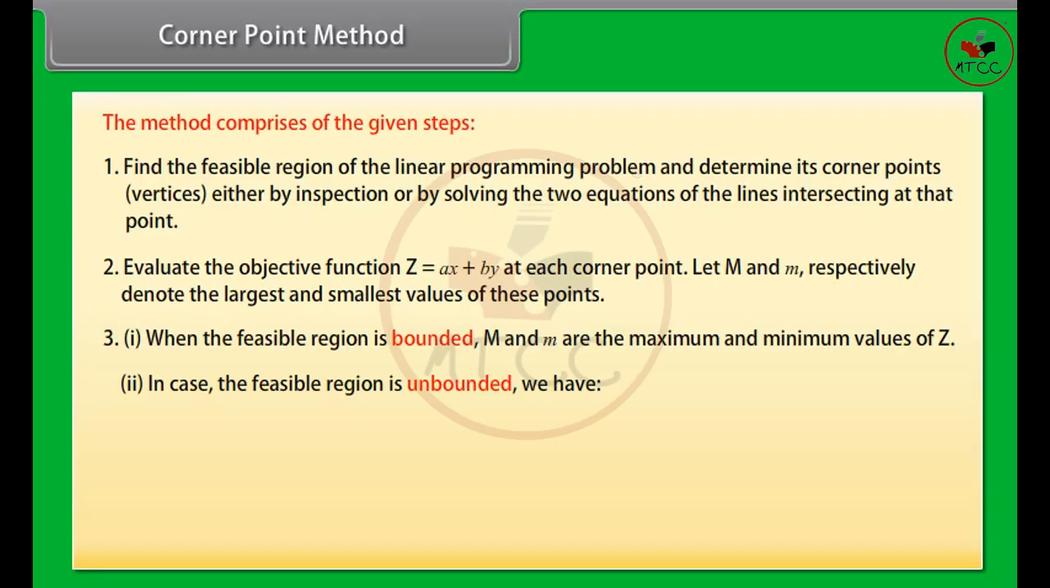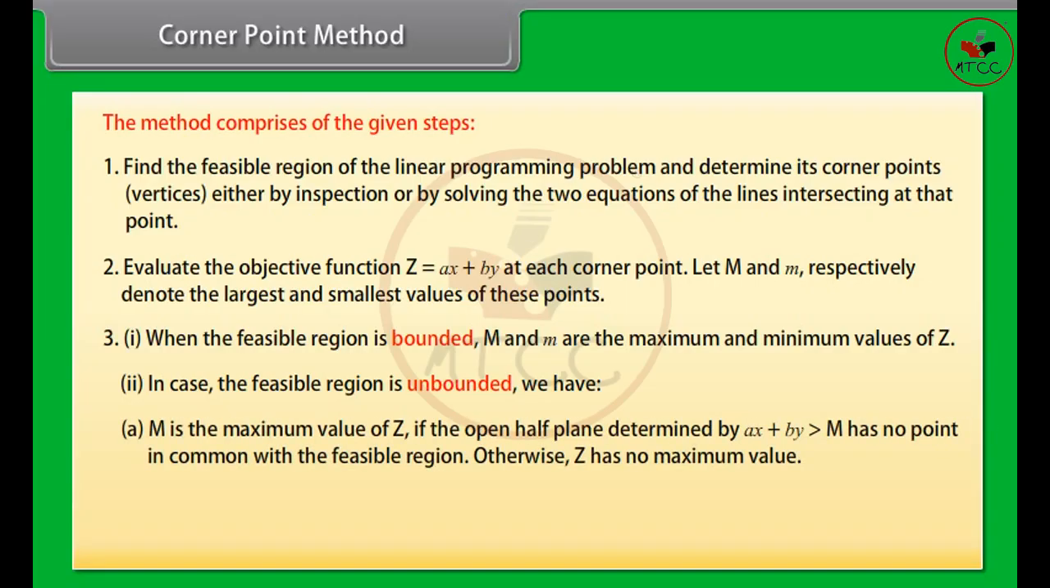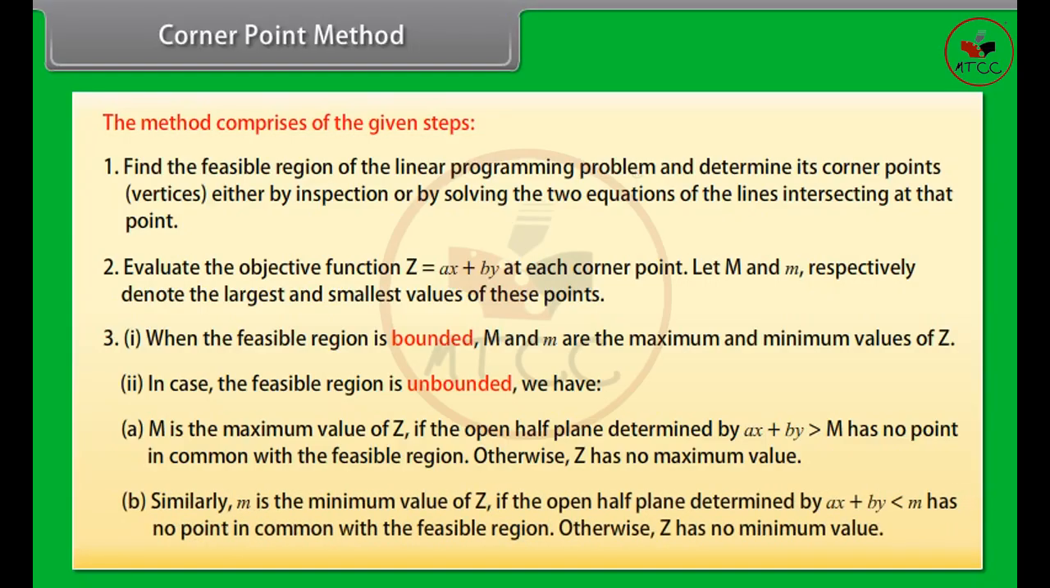2. In case the feasible region is unbounded, we have: a. M is the maximum value of z if the open half plane determined by ax + by > M has no point in common with the feasible region. Otherwise, z has no maximum value. b. Similarly, m is the minimum value of z if the open half plane determined by ax + by < m has no point in common with the feasible region. Otherwise, z has no minimum value.